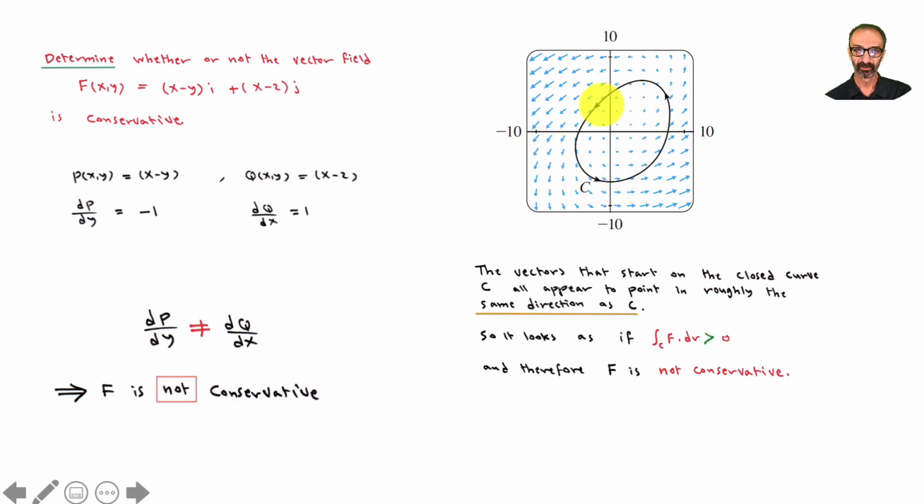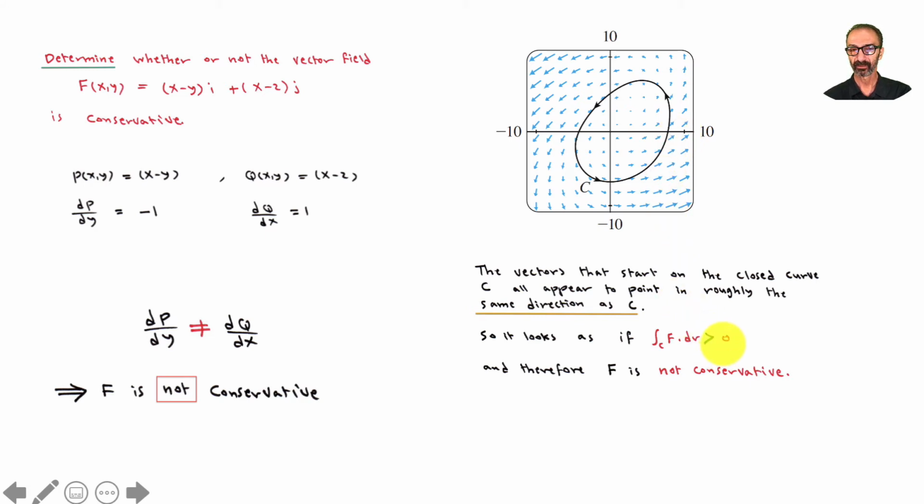And this is a sample closed curve. The vectors that start on the closed curve, C, all appear to point in roughly the same direction as C. See the vectors right here, the blue ones? It looks like they are pointing as the path on the curve C. C is going this way, counterclockwise. And the vectors, it looks like it's going with it.